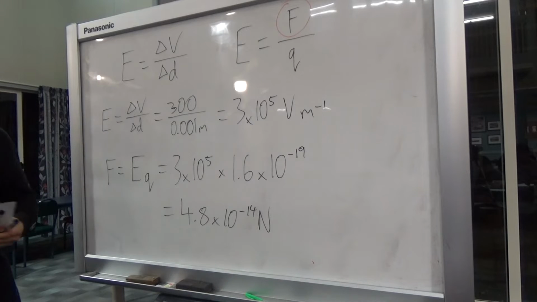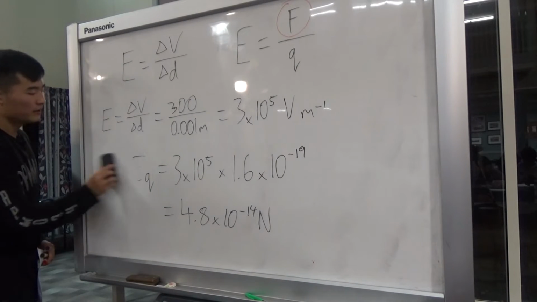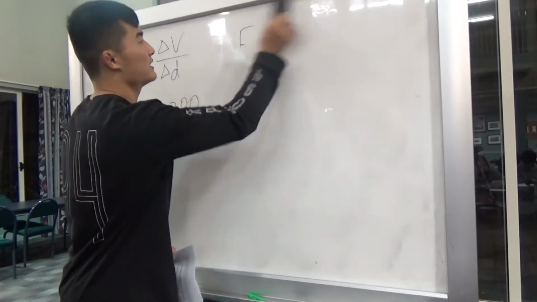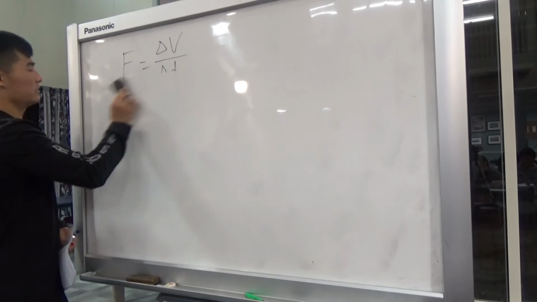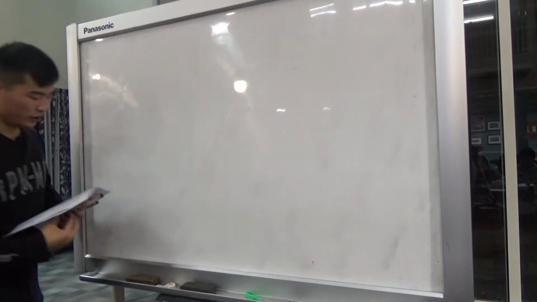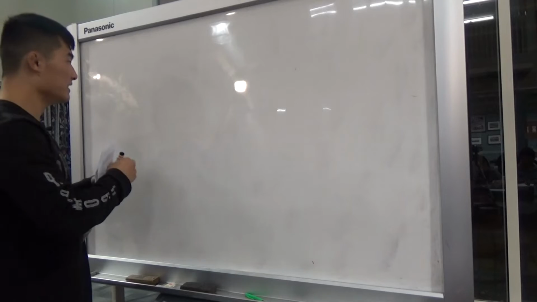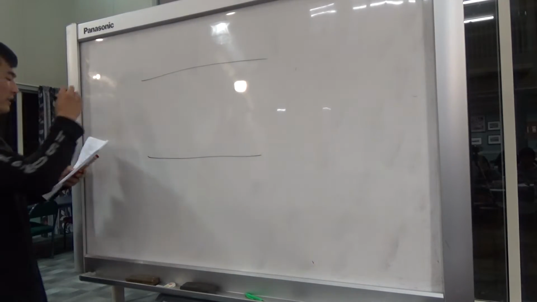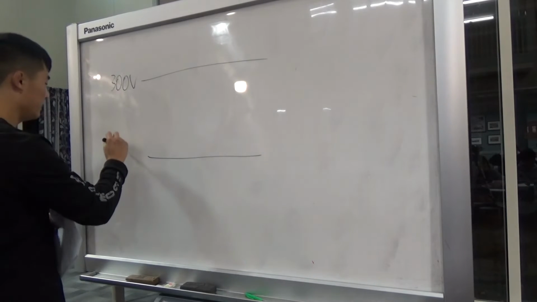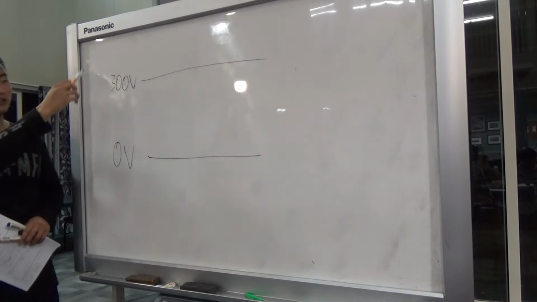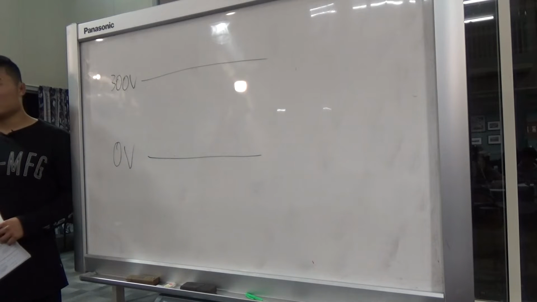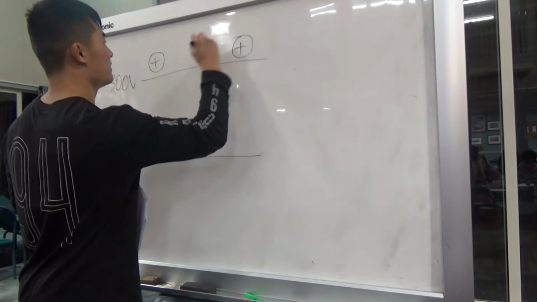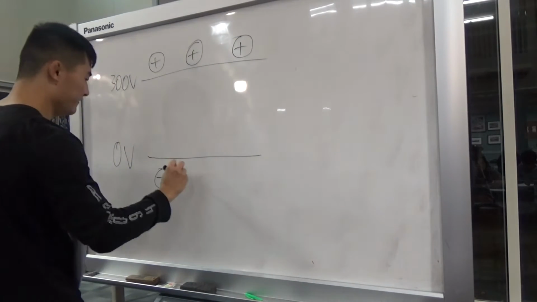So it's going to be either option A or option B. So then how are you going to figure out whether the force is going to be upwards or downwards? So which plate? We have 2 plates here. We have the top plate and the bottom plate. We know that the top plate is 300 volts and the bottom plate is 0 volts. Which one of these plates is going to be positive? Yeah, the top one. So top is positive and the bottom is negative.